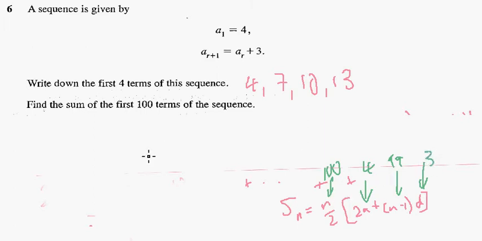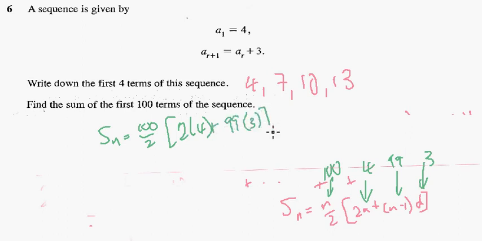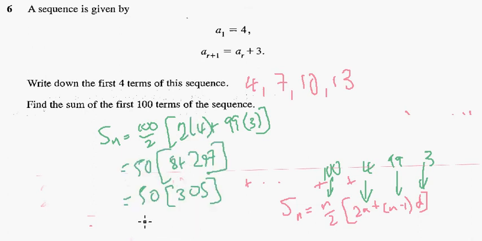So I'm sure I could have explained that better, but anyway, essentially we've got 100 over 2 times (2 times 4 plus 99 times 3). And if we plug all that together, and there's our answer. Very nice.